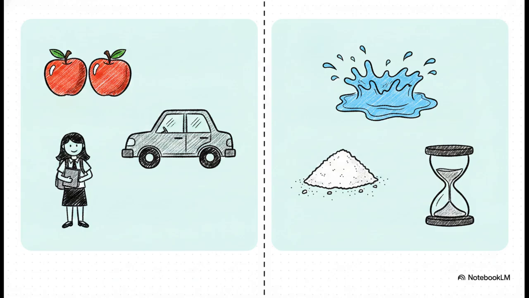But then, we have the second bucket. And this is where things get tricky. Uncountable nouns are substances, masses, or abstract ideas. Think water, sugar, money, time. You can't exactly point to a time or a water.